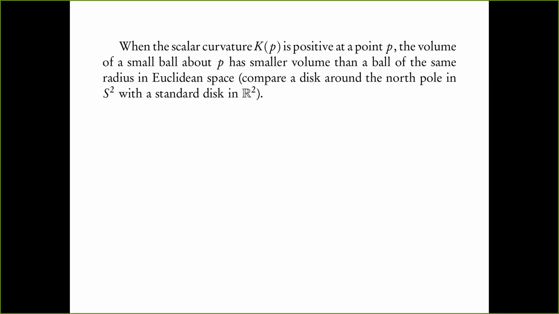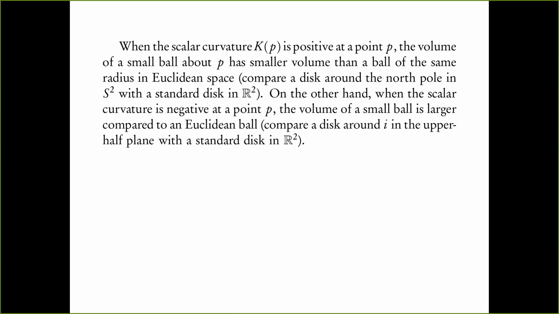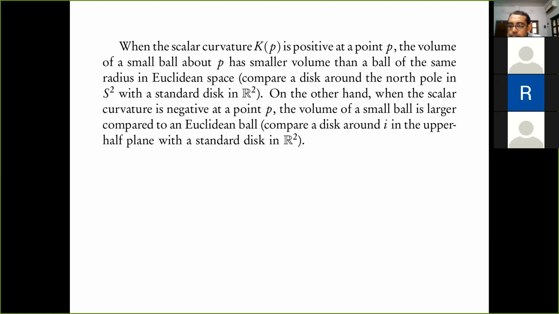A particular example is to compare the area of a disk around the North Pole in S2 with a standard disk in R2. You see that the disk around the North Pole has smaller area than the standard flat disk in R2. Similarly, when the scalar curvature is negative at a point P, the volume of a small ball is larger compared to a Euclidean ball. An example is, again, take the hyperbolic plane, the upper half plane, take a disk around i, and compare that with a standard disk in R2. The disk around i is going to have more area.